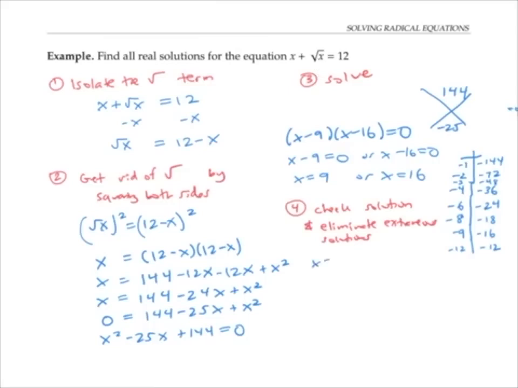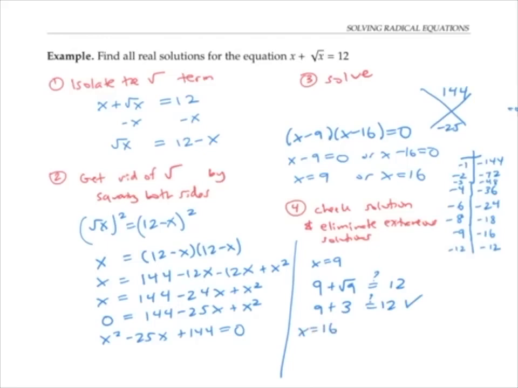So let's first check x equals 9. If we plug in to our original equation, we get 9 plus the square root of 9, and we want that to equal 12. Well, the square root of 9 is 3, and 9 plus 3 does indeed equal 12, so that solution checks out.